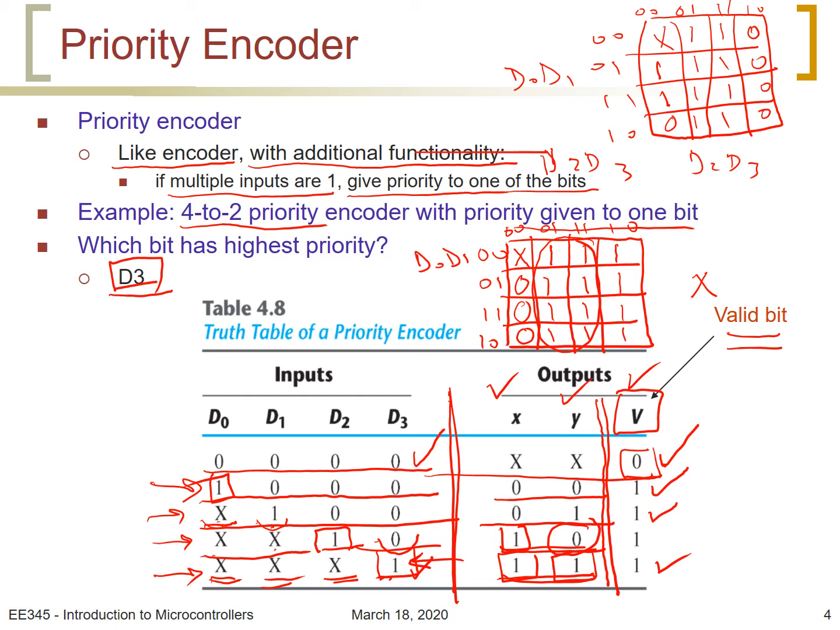And from these kernel maps, we can find out the expressions for x and y. X will be this loop and this loop. That's easy. So x will be D3 or D2, and y will be this loop here and this loop here, which means y will be D3 or D1 and D2 prime. And we are done.